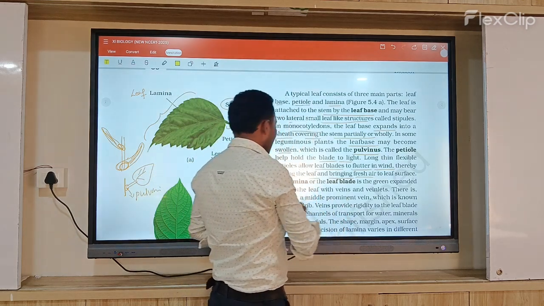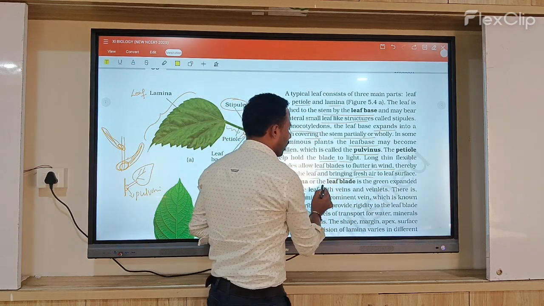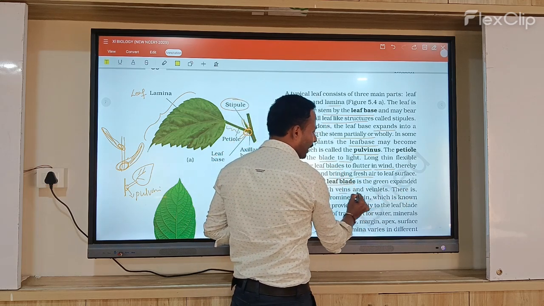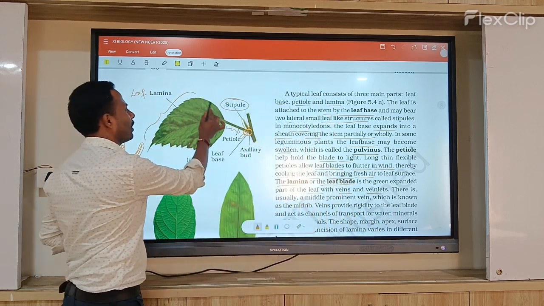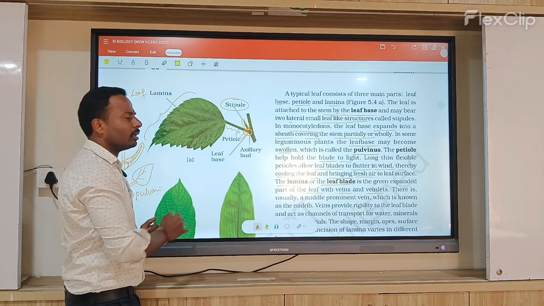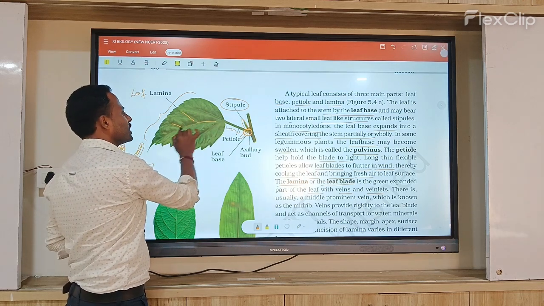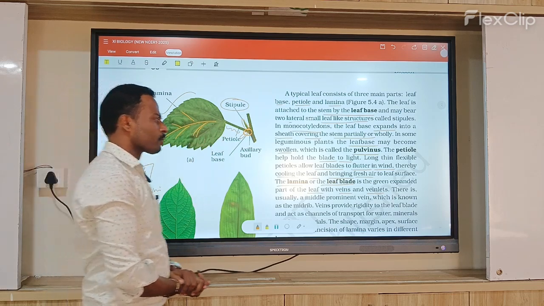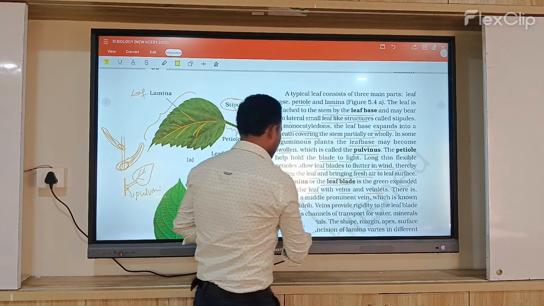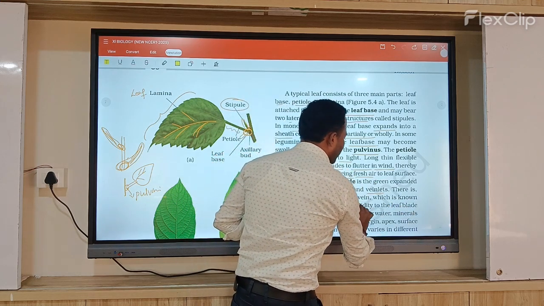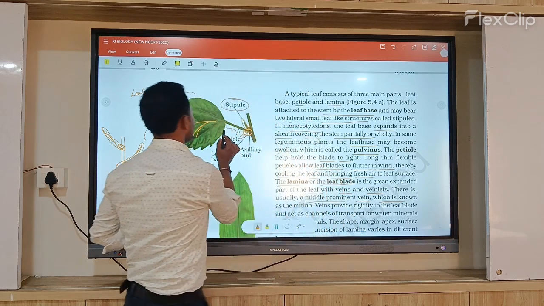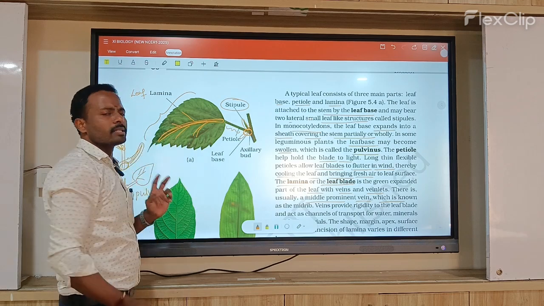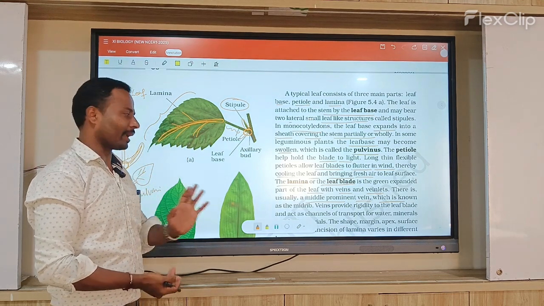Now, the leaf lamina or leaf blade is the green expanded part of the leaf, with veins and veinlets. So the remaining part is called the leaf lamina. In this leaf lamina, veins and veinlets are present. Usually in the middle, the prominent vein is known as the midrib. This vein in the middle is called the midrib, or rachis.